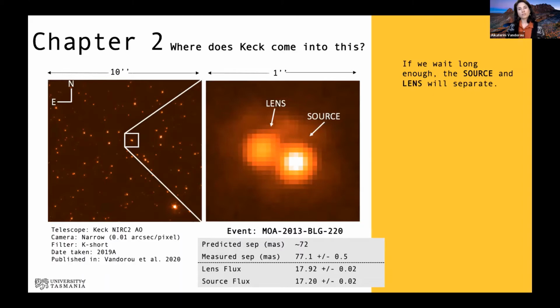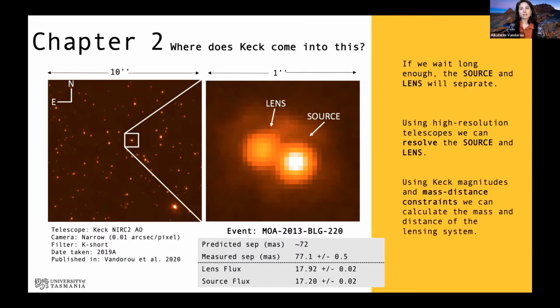So we measured the flux of the lens directly, as well as the amplitude and direction of proper motion, which provides additional constraints for mass measurement. And then using mass-distance relations, we could figure out the mass and distance of the lens star, which we can then use to find the mass of its planet.